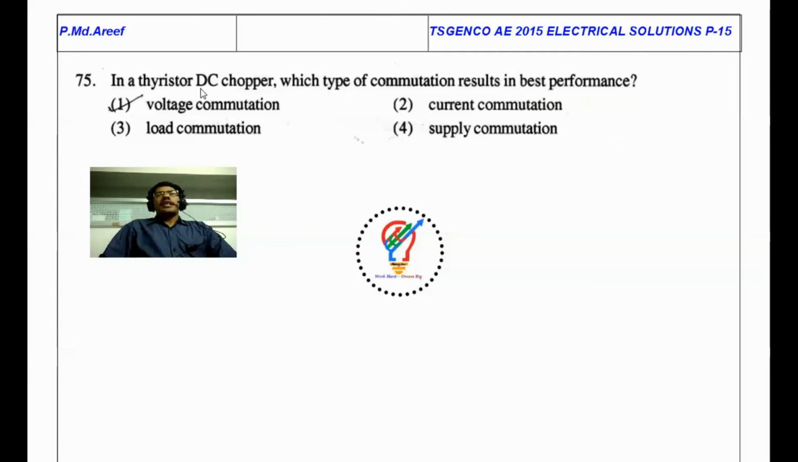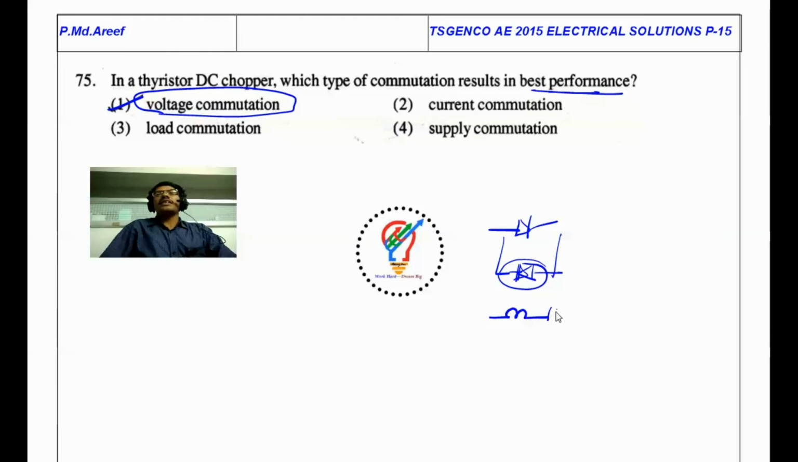In a thyristor DC chopper, which type of commutation results in the best performance? Among the given options, voltage commutation will give the best performance. Why? Because when turning off the main thyristor, we use an auxiliary thyristor here. In load commutation techniques, the chopper is commutated with the help of L and C components and a diode, like this. So voltage commutation is the best method used in thyristor DC chopper control techniques.